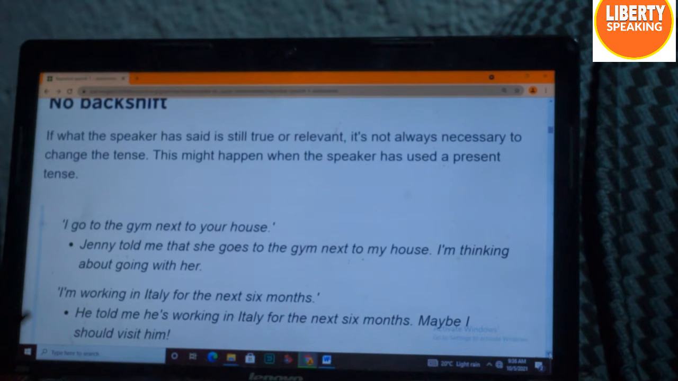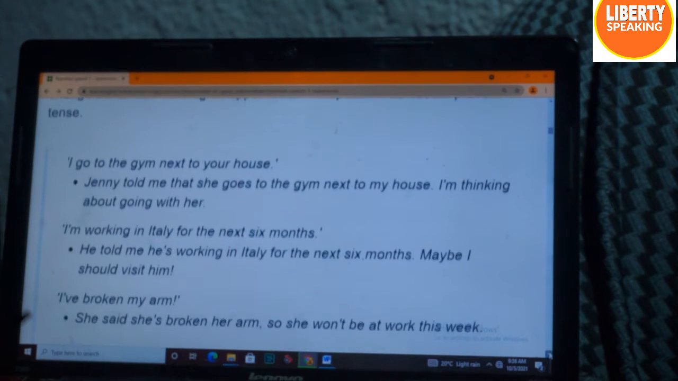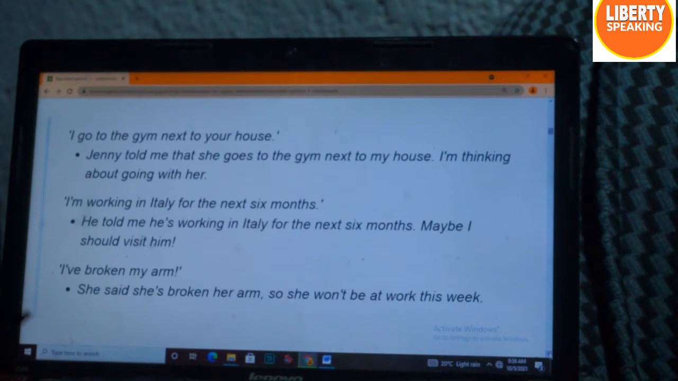What somebody says usually happens. This might happen when the speaker has used a present tense. It is also possible. Another one here is, I'm working in Italy for the next 6 months. He told me he's working in Italy for the next 6 months. Maybe I should visit him.